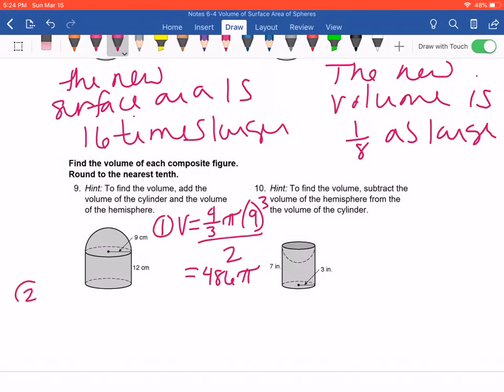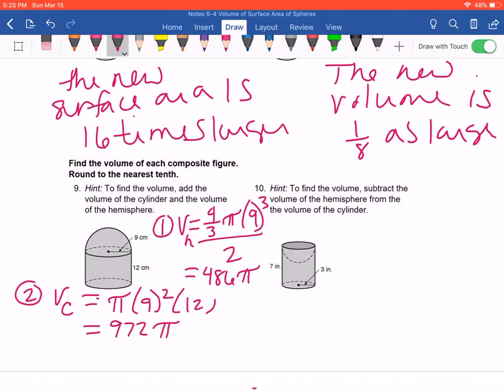The second thing that I want to consider is the volume of the cylinder. Okay, volume of the cylinder. We'll put a little h down here. That way we know we're talking about hemisphere here. The volume of this cylinder, don't forget guys, is pi r squared times the perpendicular height between the two bases. When you calculate the volume of the cylinder, that ends up giving 972 pi centimeters cubed, of course.